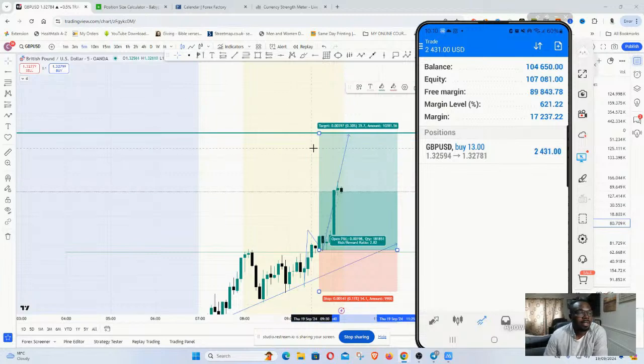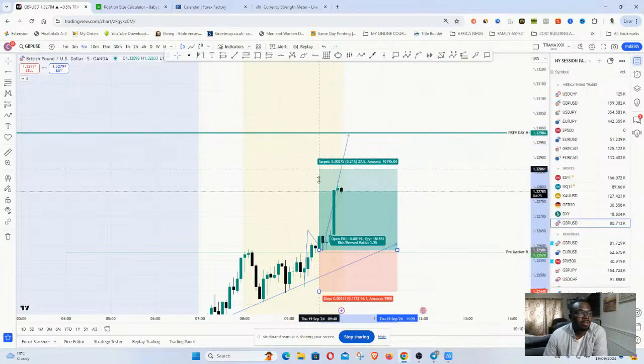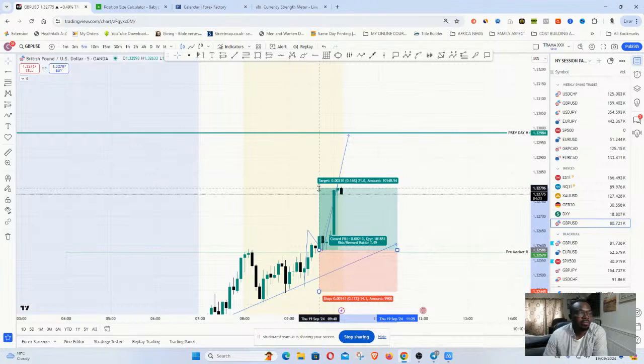You can take partials if you want. That is 1 to 2, 1 to 1 already, 1 to 1.4 already hit. That's partials. If you want to, you can take partials.